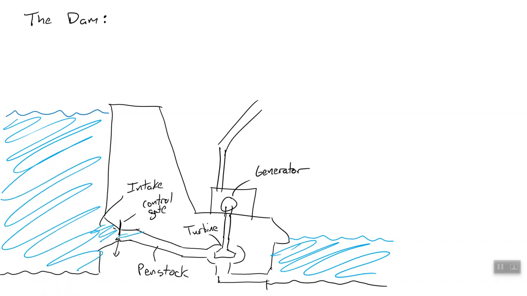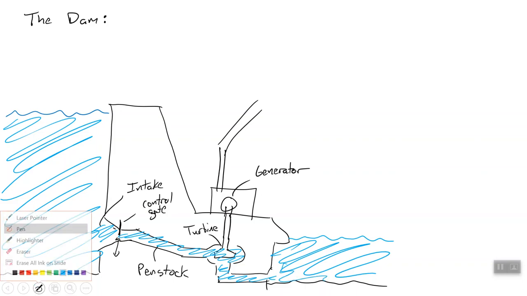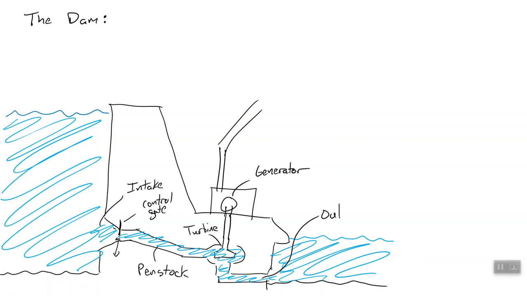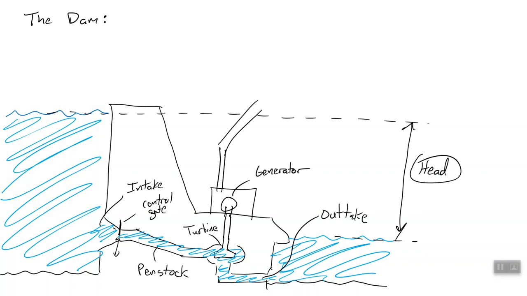It flows through the penstock, spins the turbine, exits out the, oh, I forgot to name that part. It exits out the outtake, and then is here in the downstream side of the dam. Okay, now you see, here's the height of our water, and here's the height of our water. That distance right there is the head of your dam.